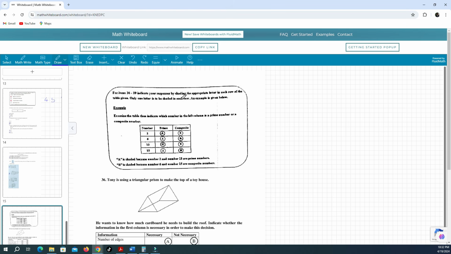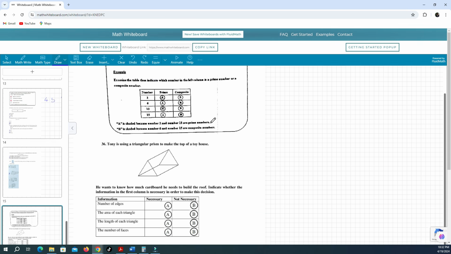36. This one is not so clear. I can't even read it. So for items 36 to 39, it says indicate your responses by shading the appropriate letter in each row of the table given. I'm not seeing this properly. Examine the table, then indicate which number. Now, this is just an example anyway, but I guess it has multiple answers.